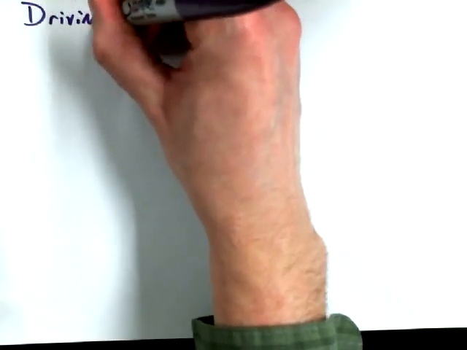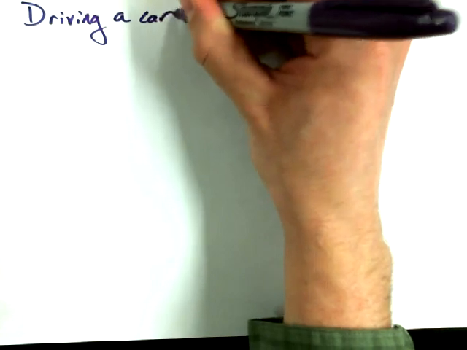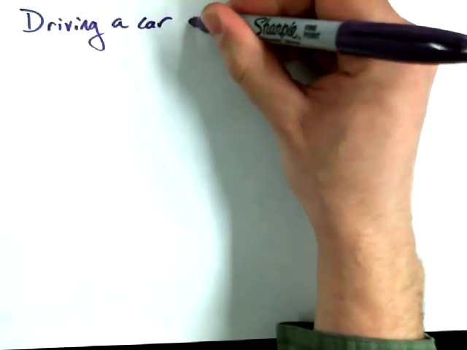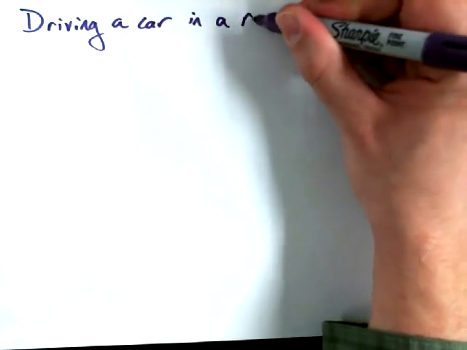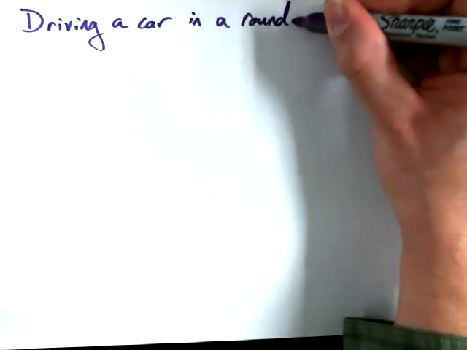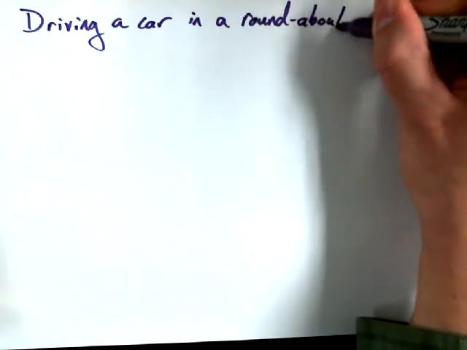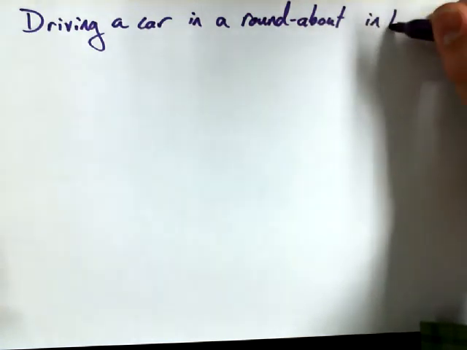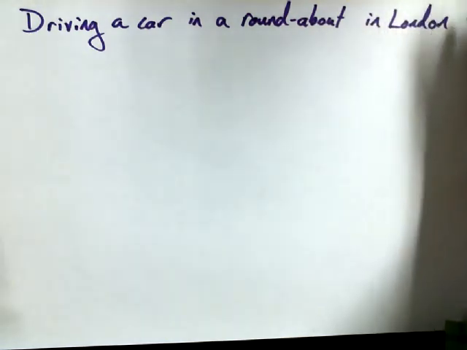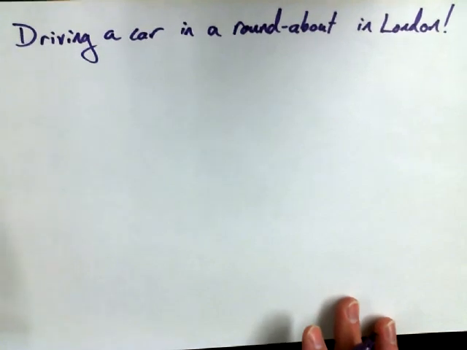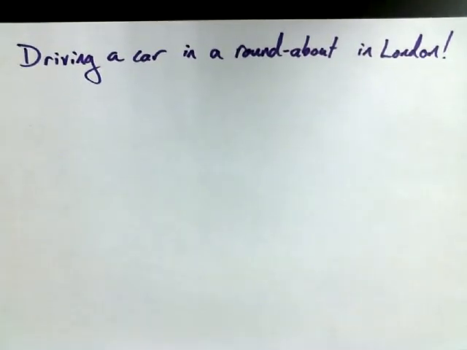So let's talk about driving cars. So my first period class said that they wanted to drive a car around a circular roundabout in London. Okay. Wait, which London? Ooh, mystery. Which London? Okay. I'm not going to answer that. I'm not sure, there's probably more roundabouts in England.